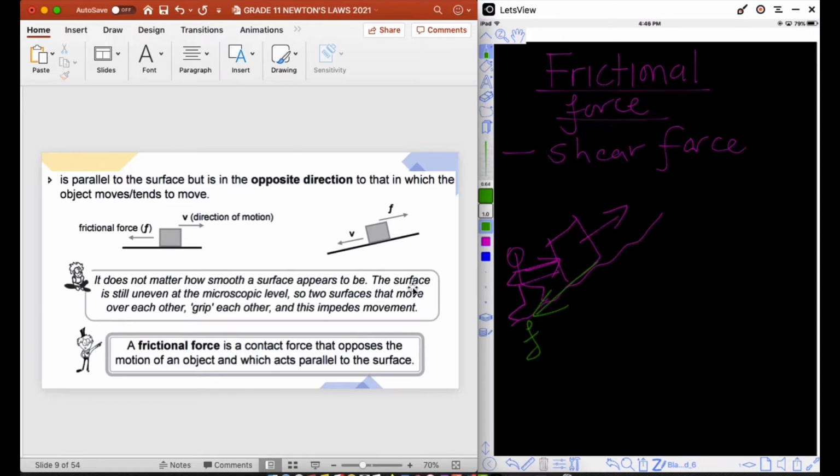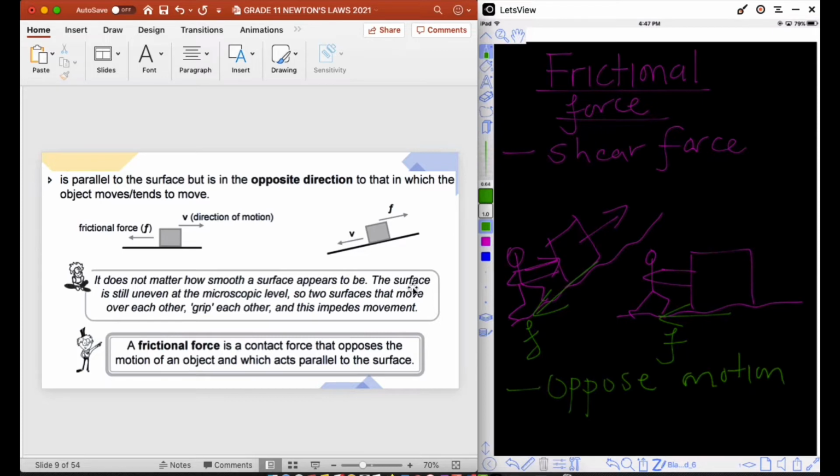However, the same applies if you are applying a force to the horizontal, like the examples that we saw. If you apply a force to the right like that, then again the frictional force is going to be parallel to the surface of the ground and the box in this case. The second thing is the frictional force also always opposes motion. This means that the frictional force is always in the opposite direction to the direction of motion.